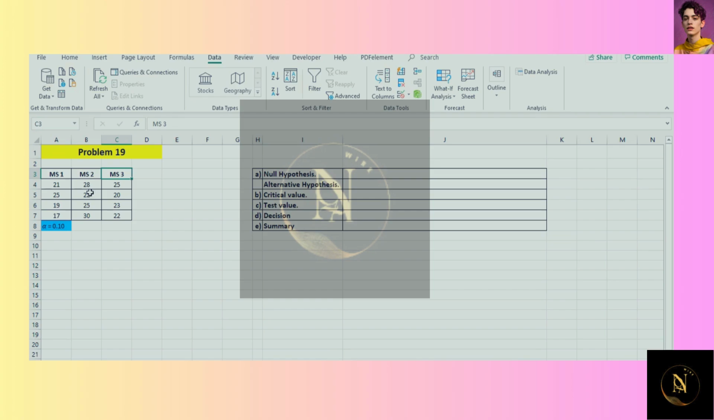And we are going to start by stating the null hypothesis, which is mu1 equals mu2 equals mu3. Say that all the mean number of students per class are equal. The alternative hypothesis is that at least one mean is different from the others.